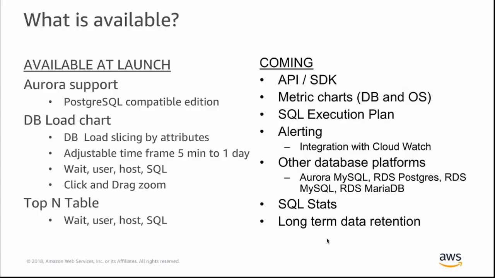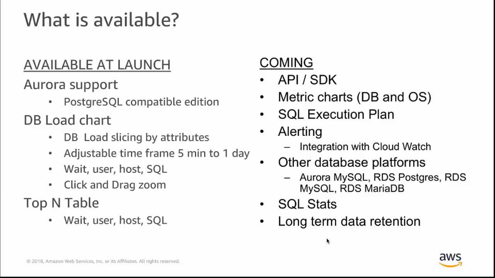What's coming soon is a public API and SDK. So as a customer, you can collect the data directly and hook it into your own monitoring tools. We'll be adding metric charts. So in the dashboard, we'll have optional charts where we can chart database statistics and metrics and OS metrics, such as for database, it might be transactions per second, IOPS per second. OS, it could be paging per second, CPU percentage. We'll be adding SQL plan. Right now in the interface, there's just the SQL text, but we'll be adding the SQL execution plan as well.